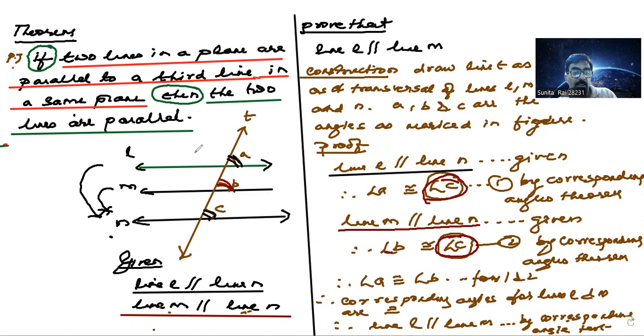Now look at A and B. Don't they agree? Therefore, corresponding angles for lines L and M are congruent. So can I say line L is parallel to line M by the corresponding angle test? So I got these lines parallel. So now onwards, if two lines in a plane are parallel to a third line in the same plane, then the two lines are parallel. Children, with this the chapter is over. Got it?